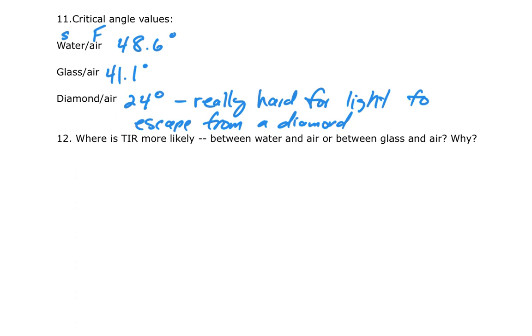So jewelers are very adept at cutting the diamond in such a way that the light is trapped as much as possible, because people like that. That's when it sparkles, and that's a good property for a diamond to have. So to answer this last question, where is TIR more likely, between water and air or between glass and air? We would have to say it's more likely in the glass, because the critical angle is smaller, so more of the light is going to get trapped.